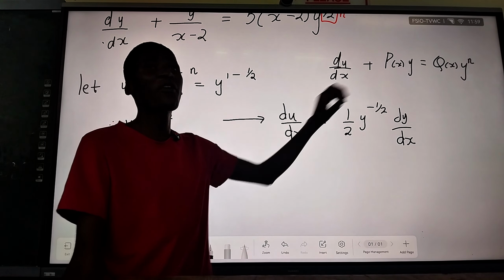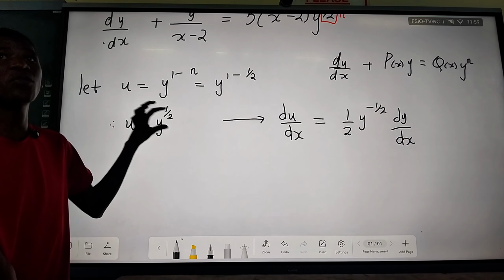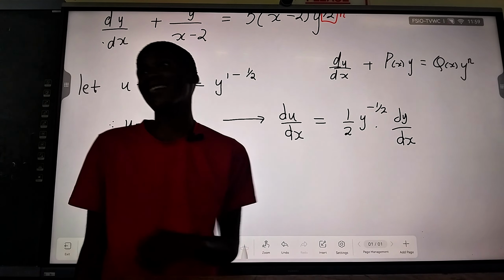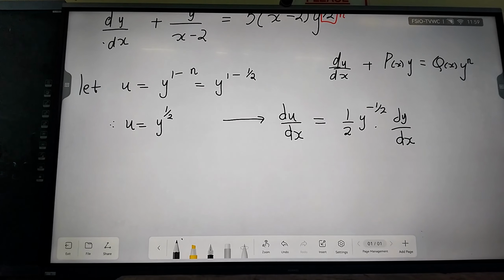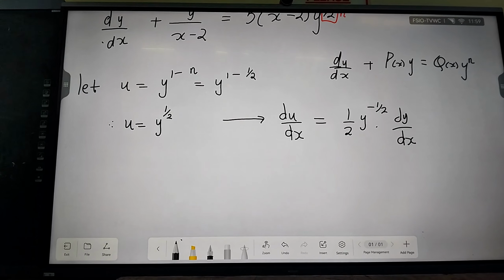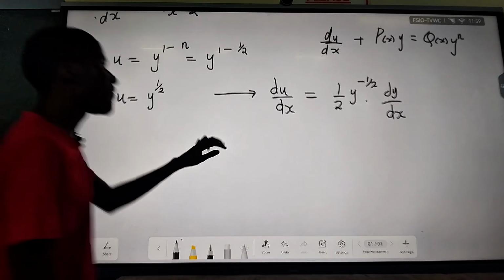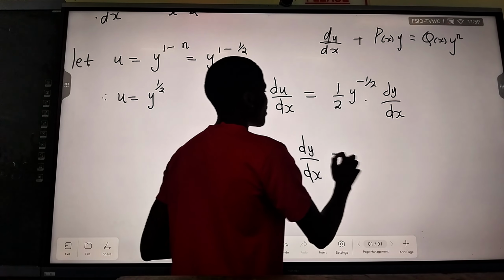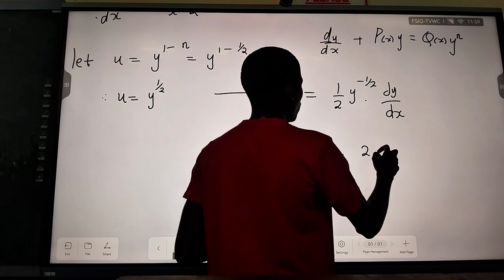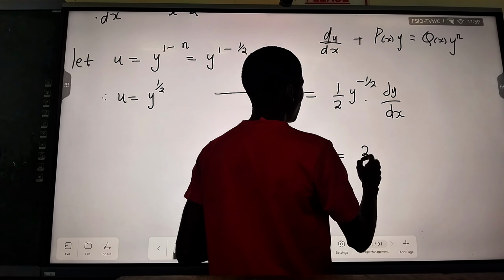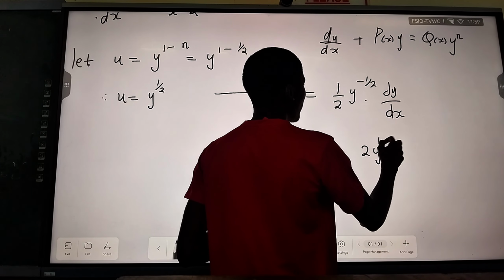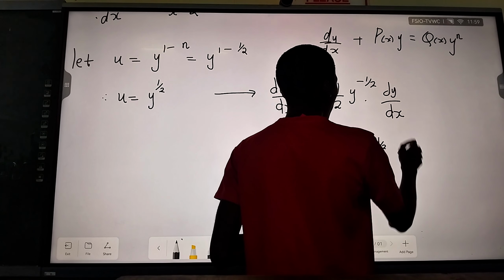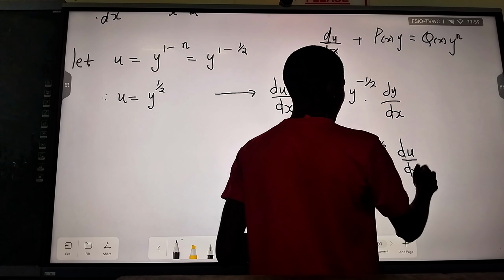1 over 2 y to the power negative half, if you follow the power rule, times the derivative of y with respect to x. It's the chain rule. So what is the value of dy/dx? I want to make dy/dx the subject of the formula. What is it going to be equal to? 2y to the power of half du/dx.